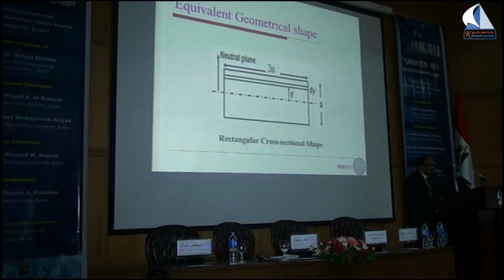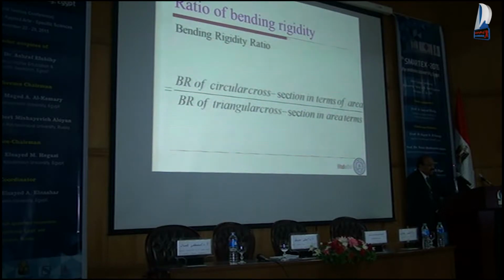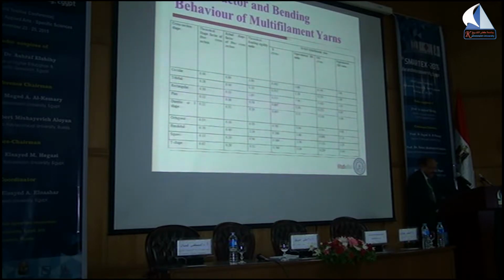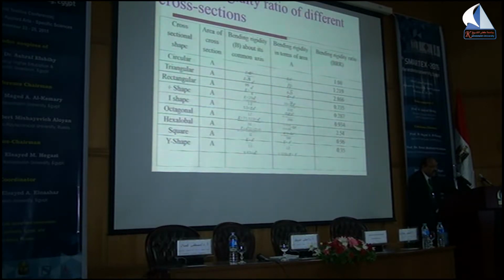So this is the rectangular cross section. The bending rigidity of this cross section is determined relative to the bending rigidity of the circular cross section of the same area, which we call the ratio of bending rigidity. Why do we calculate the ratio? We try to find out the change in rigidity compared to the circular cross section. So keeping the circular cross section as the reference, the bending rigidity of other fiber cross sections is determined, and mathematically we determine the bending rigidity ratio for all the cross sections.